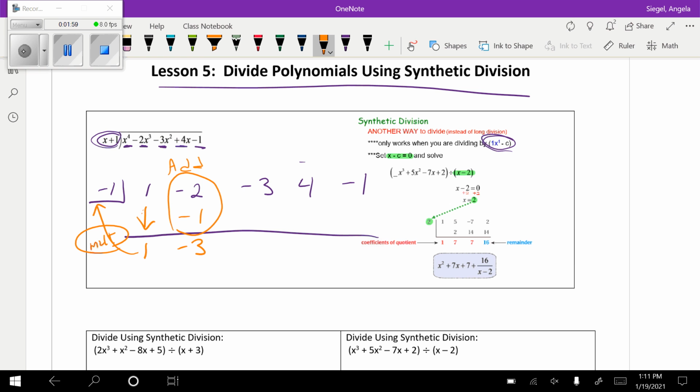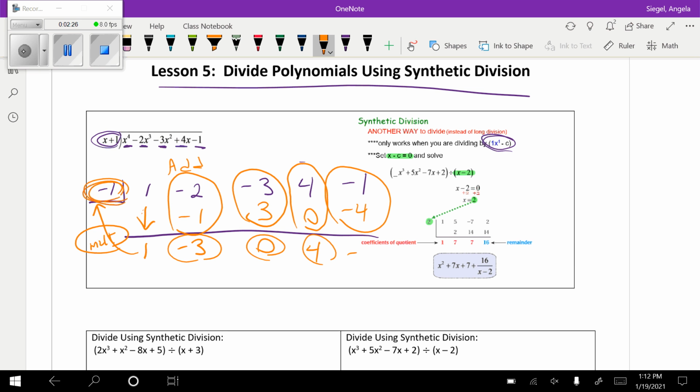And then we're going to repeat the process over again. So -3 times -1 is +3, and the answer goes there. Then add these together, that's 0. So 0 times -1 is 0. Add these together, that's 4. 4 times -1 is -4. Add these together, -5.